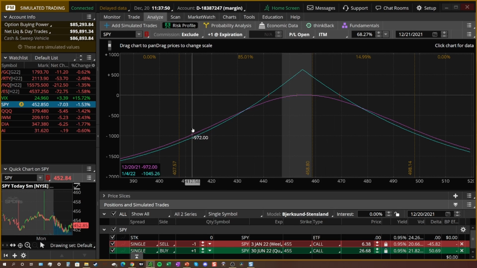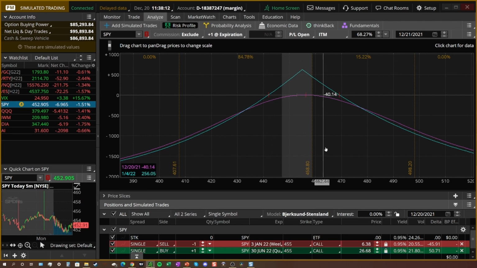Okay. Now the purple line, that is what we are looking for the value of the options to be as they move across the date, or whatever date that line is representing. So right now it's representing December 20th. And if it went to whatever price level, the prices are down below, that's the value that it would be corresponding on the left side.